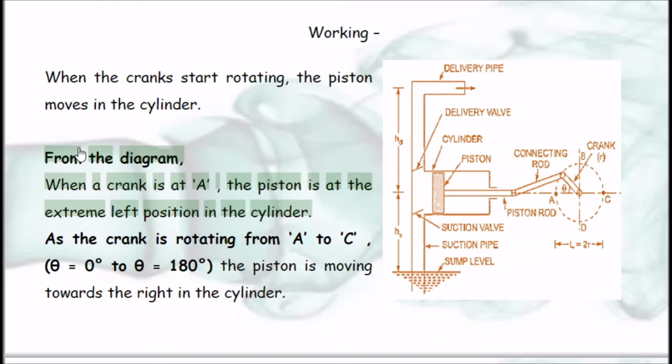From the diagram, when the crank is at A, the piston is at the extreme left position in the cylinder. As the crank rotates from A to C, theta equals 0 degrees to theta equals 180 degrees, the piston is moving towards the right in the cylinder.